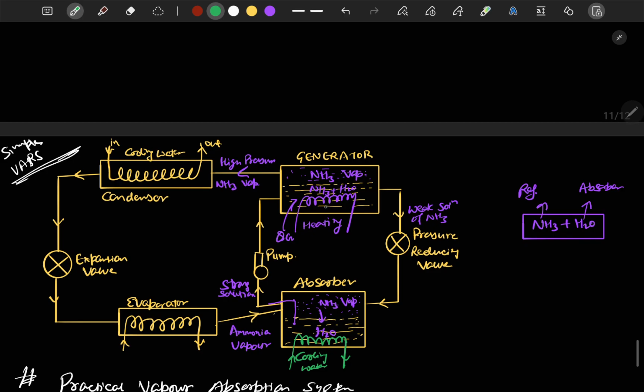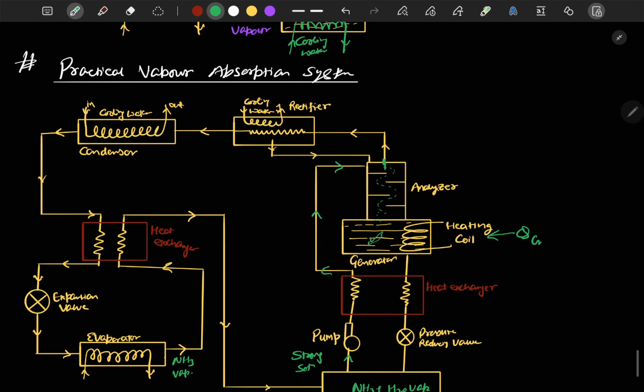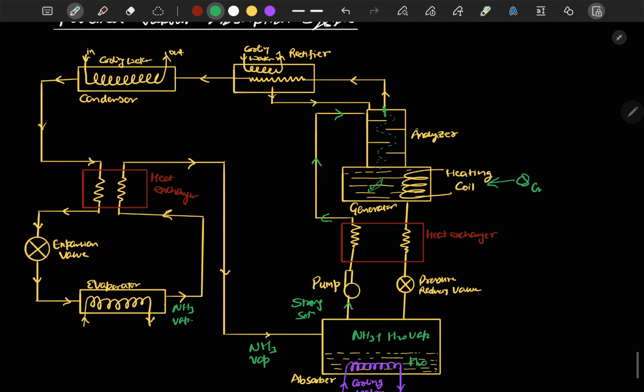After the generator, there might be ammonia and water vapor present at the exit of the generator. So to remove the water vapors, we have installed the analyzer, and most of the water vapors are left behind, condensing on the surface of these plates, and only ammonia vapor exits from the analyzer.